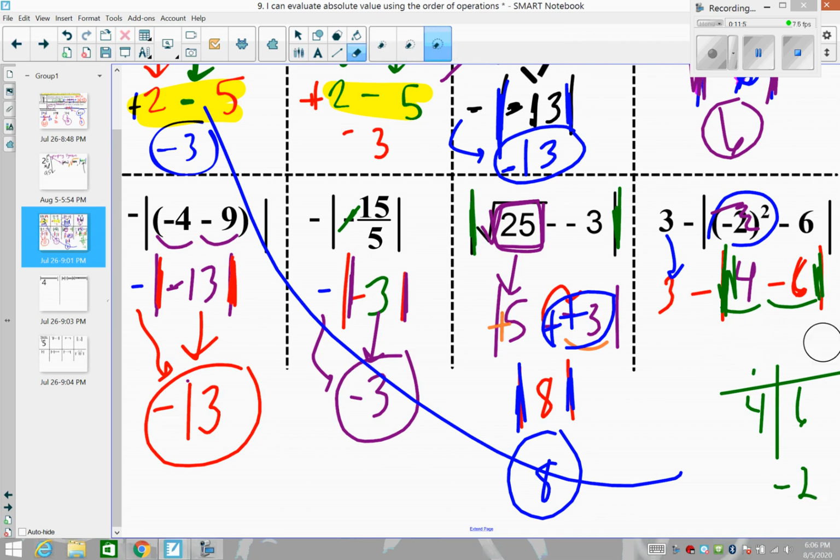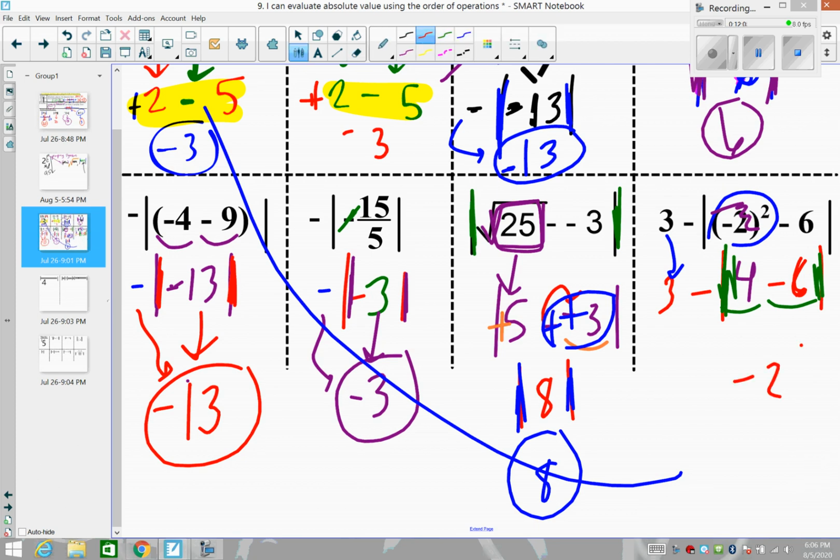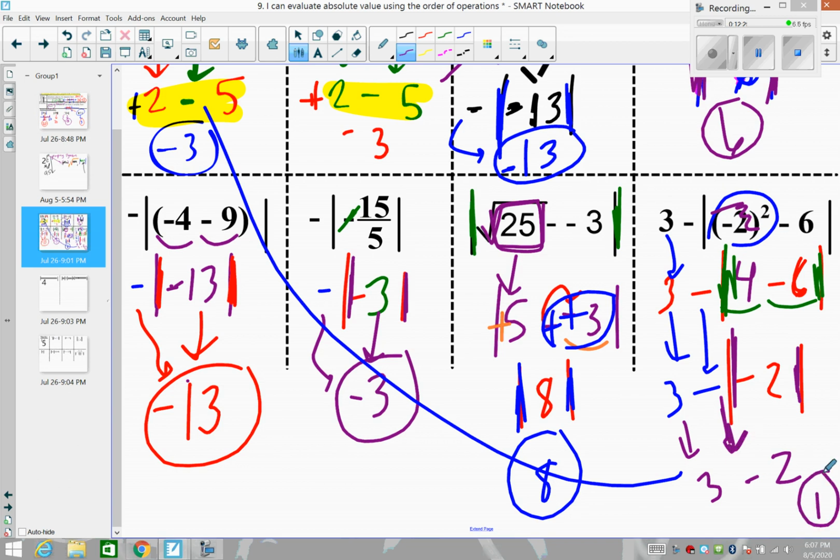So let's go ahead and say that the result of that situation is negative 2. That's living inside of the absolute value. If I haven't used it, drag it down. Now, that symbol, as we know, means how far away from 0? Well, negative 2 is 2 units away from 0. And we're going to drag it down. And 3 minus 2 is equal to 1.